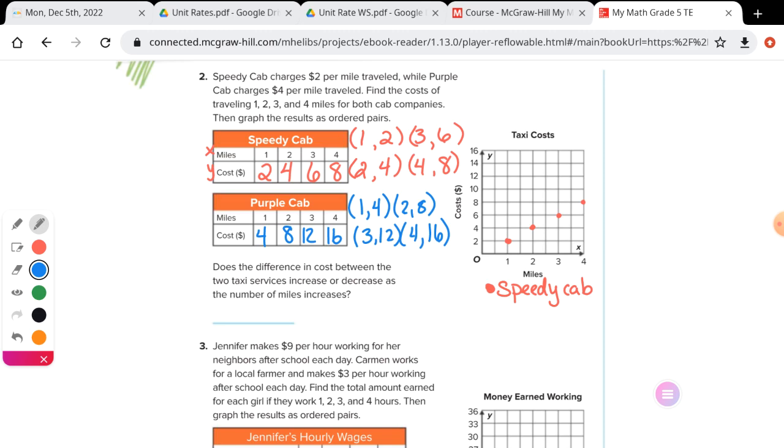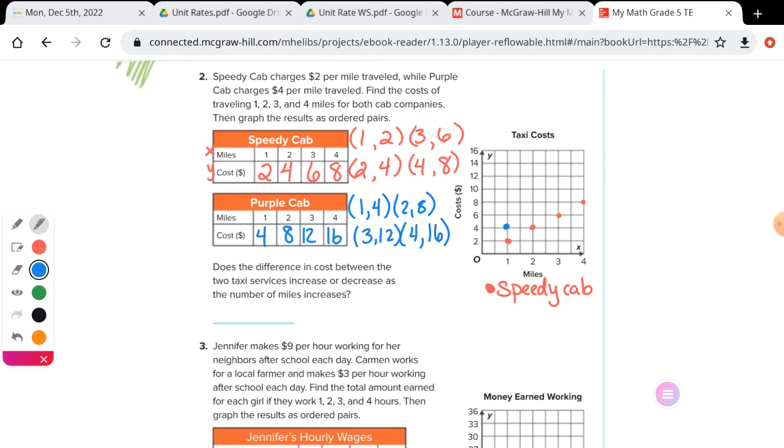Colby, how do I get to 1, 4? For speedy cab, I have to use my pen because I already put it up there. Okay, how do I get to 1, 4? You get to your 1. I go right till I get to 1 and then up to the 4. Good job.